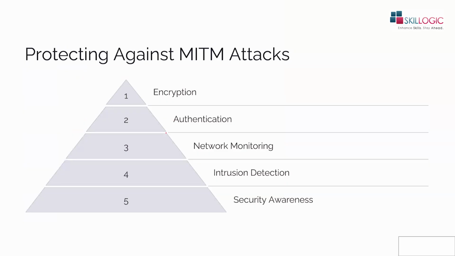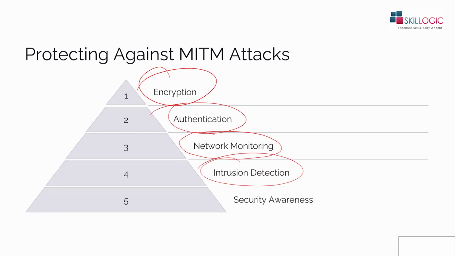So, protecting against MITM attacks. How to protect ourselves against man in the middle attacks? The first, very basic and common one is encryption. We need to encrypt everything so that our data is secure. Then authentication, two-way authentication, multi-factor authentication, and continuous network monitoring, because whoever is tampering with or scanning the network, we should know about it. Intrusion detection: if anyone is performing scanning or anything, we need to find it. And security awareness, like how to use secure protocols and secure networks for communication. People working in an organization should be aware of all these things.